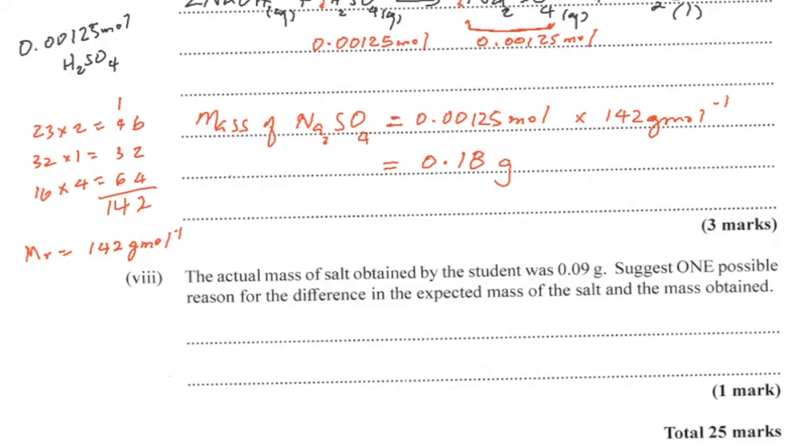Wow, that's half the amount that we expect, half the mass that we expect. The question suggests one possible reason for the difference in the expected mass of the salt and the mass obtained. So we expected 0.18 grams, but obtained 0.09 grams. Now this could be due to a few things. We just want one of them. So it could be due to impurities in the reagents.